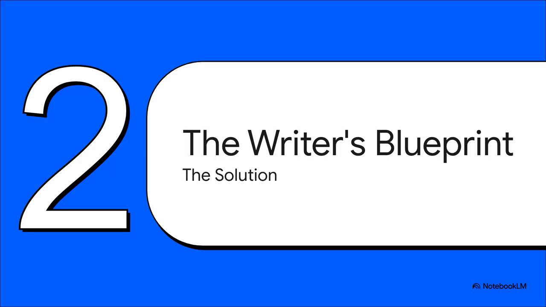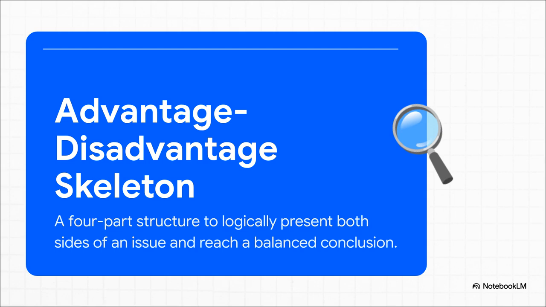Okay, enough about the problem, right? Let's get into the solution. It's this simple, repeatable framework that we're going to call the writer's blueprint, or as the source material calls it, the skeleton. So at its heart, this blueprint is a four-part structure. Its whole job is to guide you and your audience through the issue, making sure your argument is fair, complete, and just incredibly easy to follow.